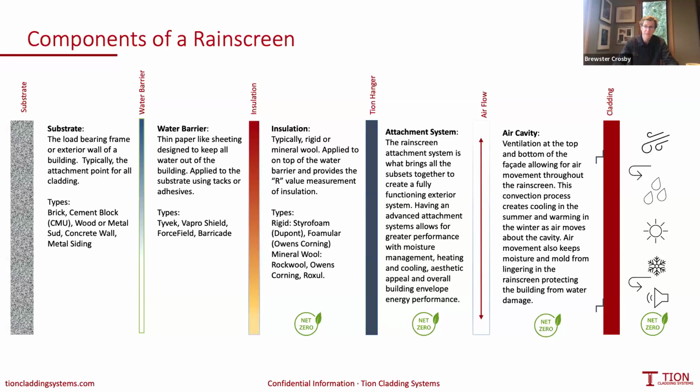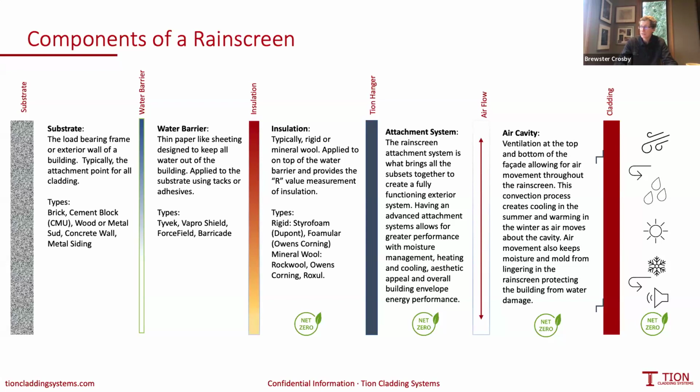All rain screens need an airflow, so an air pocket behind the cladding that allows movement of air. This helps with heating and cooling. It also helps with reducing any sort of moisture and mold concerns that sometimes happen on the exterior of buildings. And then lastly, you have your cladding. And this is where you have many different types of cladding, from stone to fabricated stone, ceramics, metals, solar, what have you. As an architect, you have any variety of choice on what you want to put on the exterior of a building.